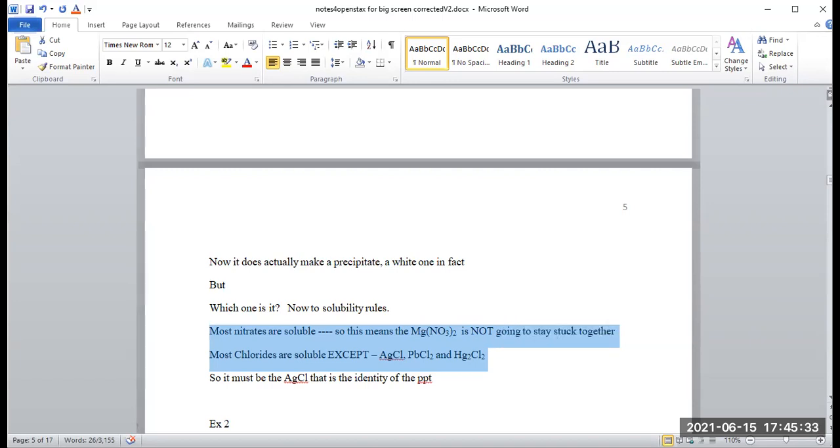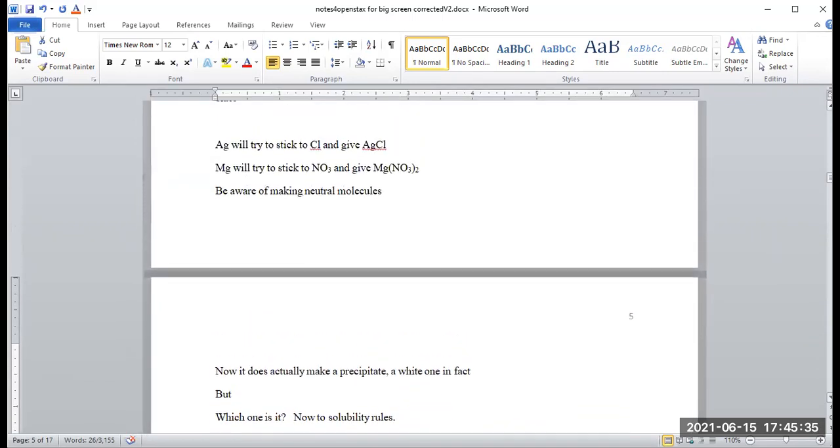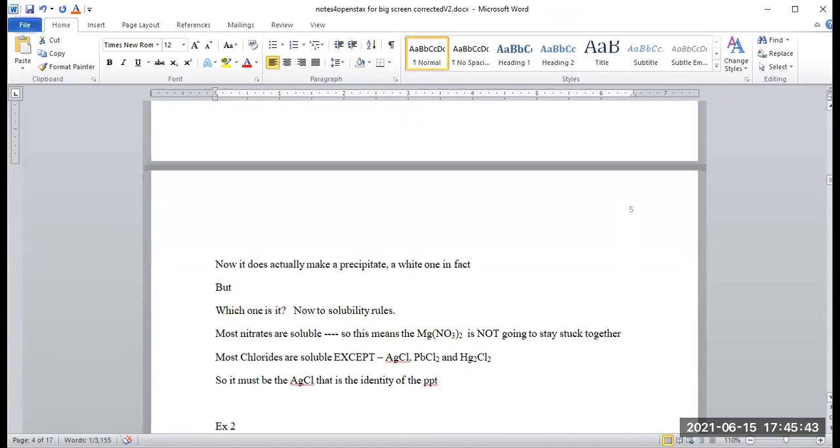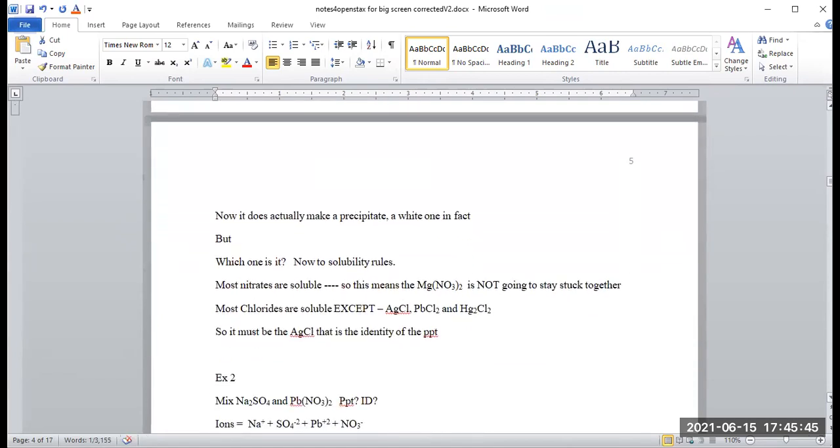Well, I had these two options, okay? Scrolling back up here, I had two options. It could be this one, AgCl, or it can be this one. And so I'm applying the rules. I got a precipitate. Well, it can't be magnesium nitrate. It has to be silver chloride.